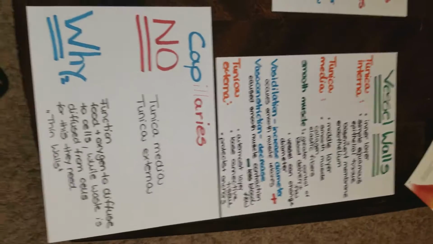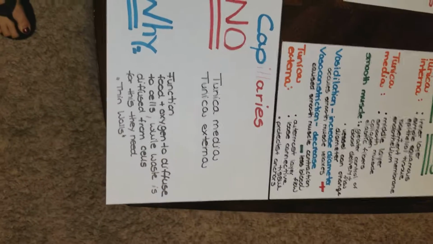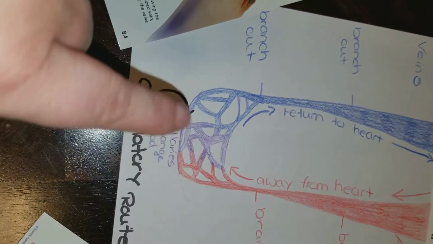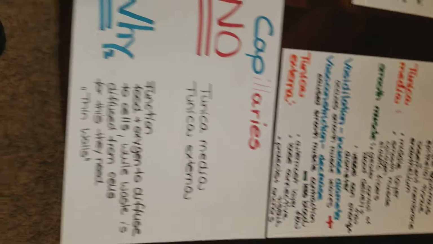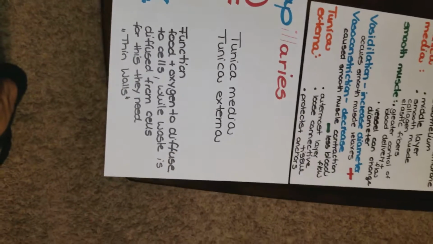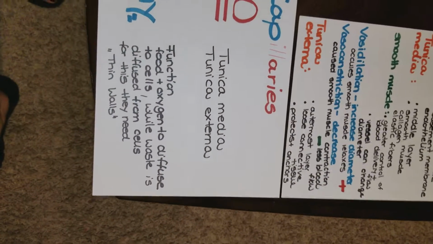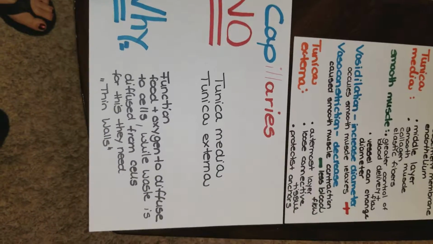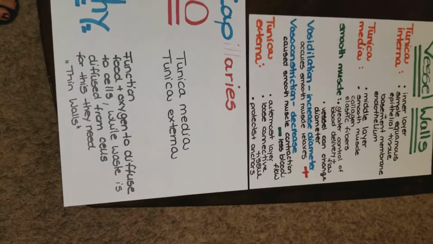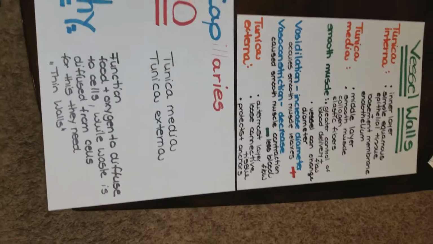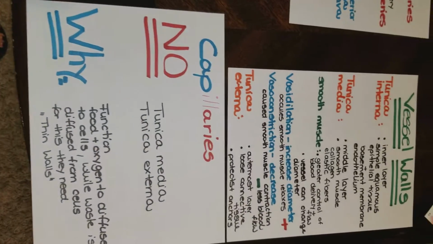Okay, so capillaries have no tunica media and no tunica externa. Well, why? Because their function, right here, is to exchange the oxygen, or to diffuse it with the cells. And then the waste gets diffused from the cells. For this they need to have thin walls. So to have that exchange that we read above, the exchange of blood gases, nutrients, waste, etc., they have to have thin walls or else that can't happen.